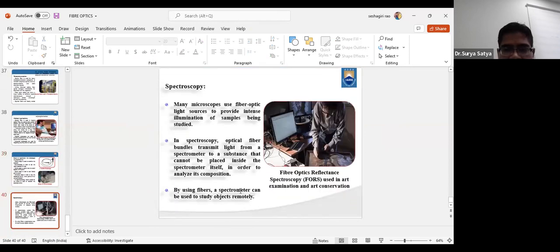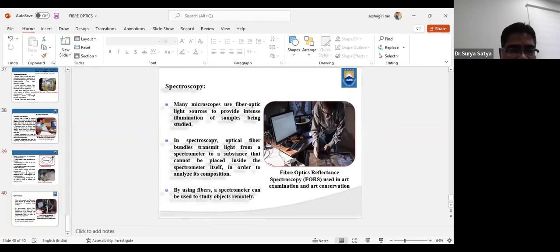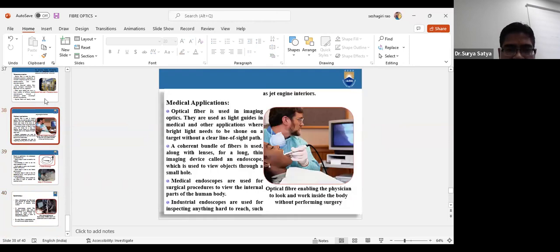So these are some of the applications. One is the medical application, and another is spectroscopy. These are some of the applications you can have. I'll show you some more applications.